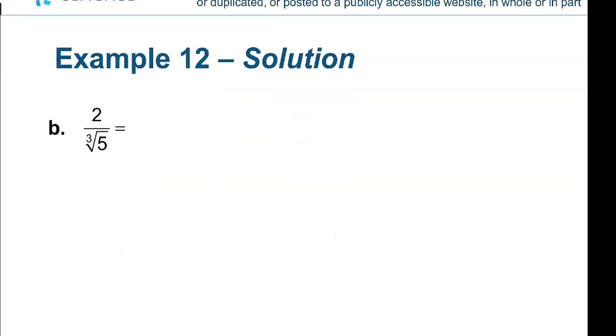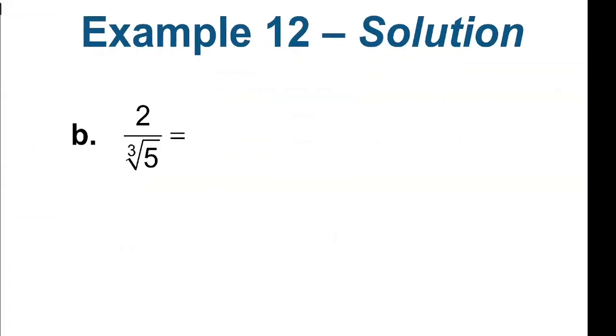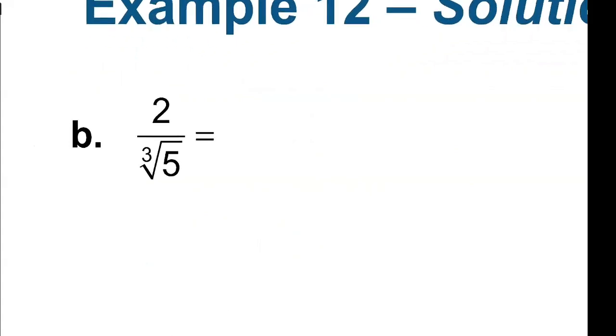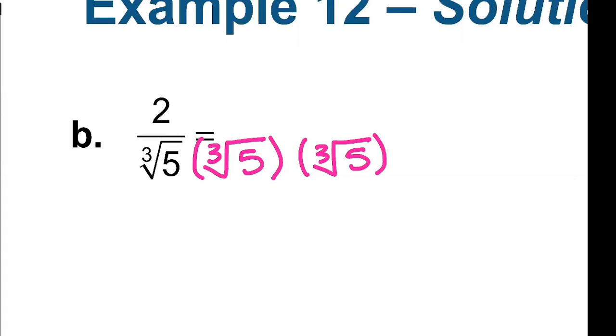For B, we have 2 over the cube root of 5. Because your index is 3 here, you can't just multiply the cube root of 5 on the top and the bottom. You have to follow that index. So because it's a 3, you're going to multiply a total of 3 times with that cube root of 5 on the bottom. So we're going to do this cube root of 5 times the cube root of 5 on the bottom. Now you have 3, which will cancel out that cube root.